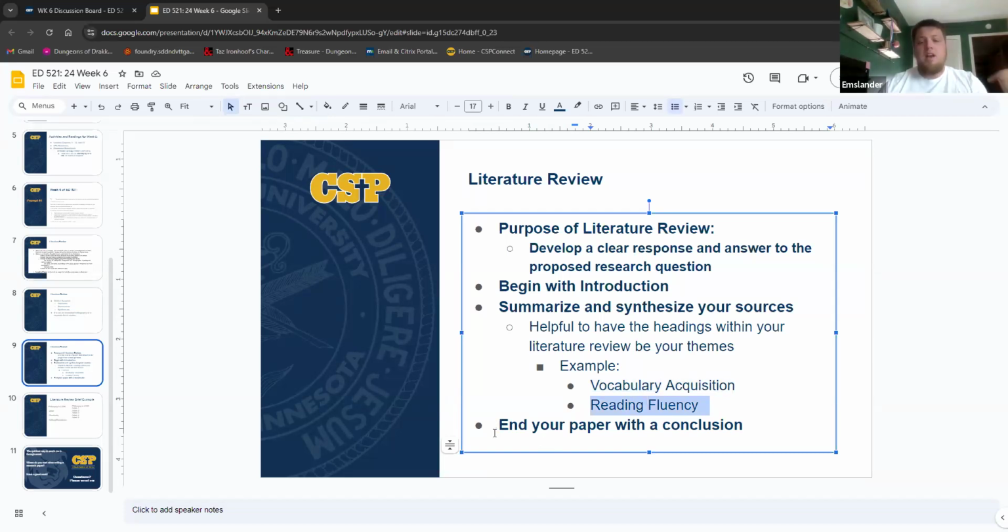And make sure you end your paper with a conclusion. Wrap it all up in a nice package. What is the answer you found? If you didn't find an answer, why do you think that is? What further research should be done?